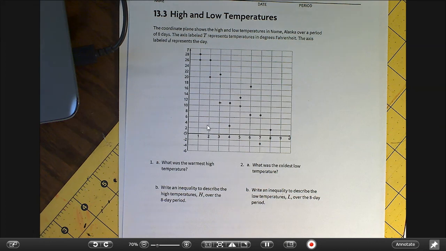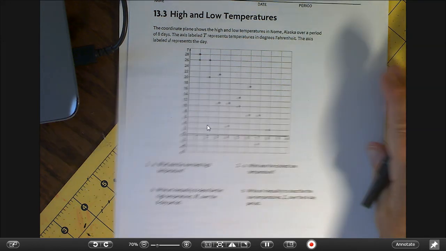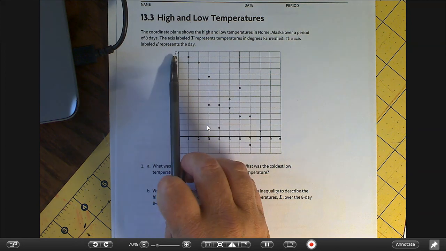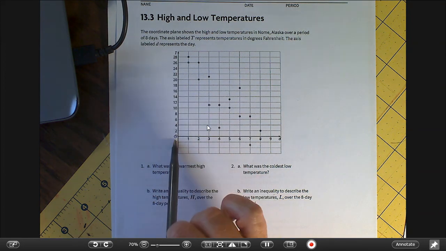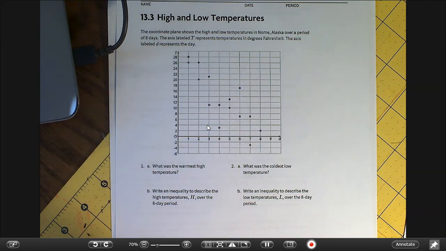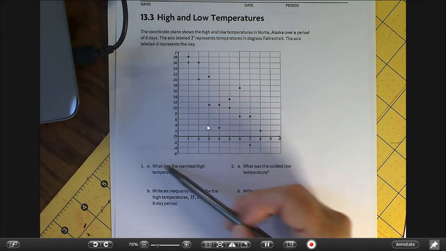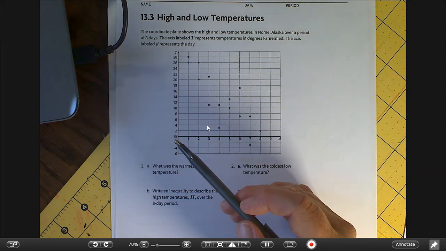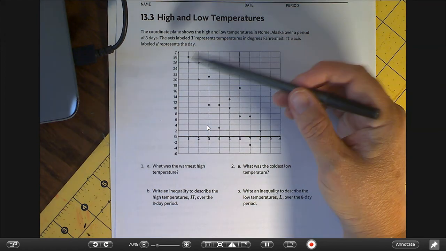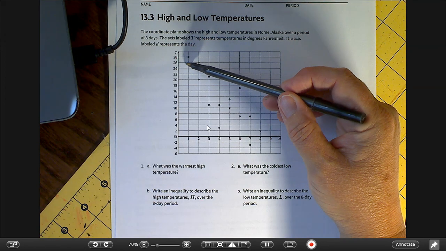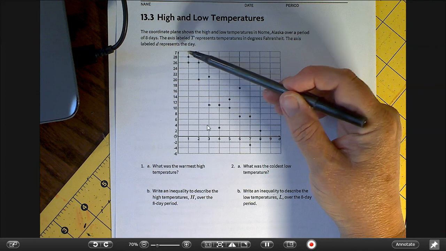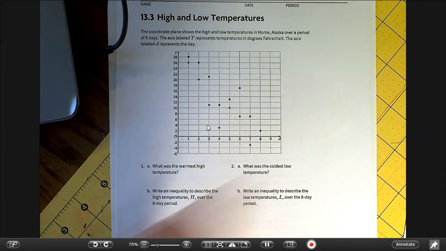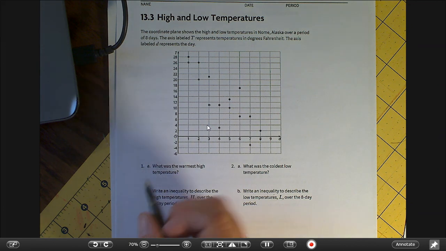Okay, 13.3 is high and low temperatures. The coordinate plane shows the high and low temperatures in Nome, Alaska over a period of 8 days. The axis labeled T represents the temperature in degrees Fahrenheit. The axis labeled D represents the day. So what was the warmest high temperature? So you see on each day there's a high and a low. Okay, so the warmest high temperature was 28 degrees Fahrenheit.